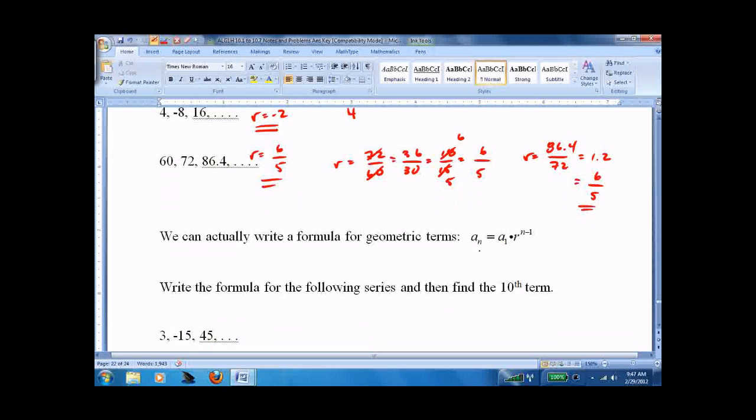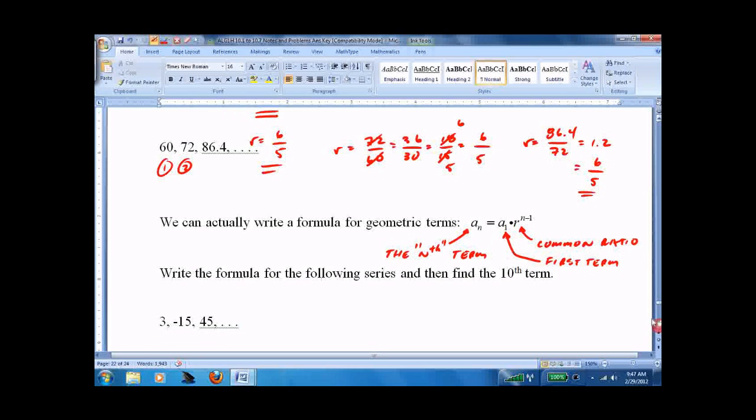You can actually write a formula, and this freaks people out. The nth term, meaning the 5th, 6th, 7th, 12th. In this case, this would be the first term, the second term, and so on. R is the common ratio. A1 is the first term. Always find the common ratio first.